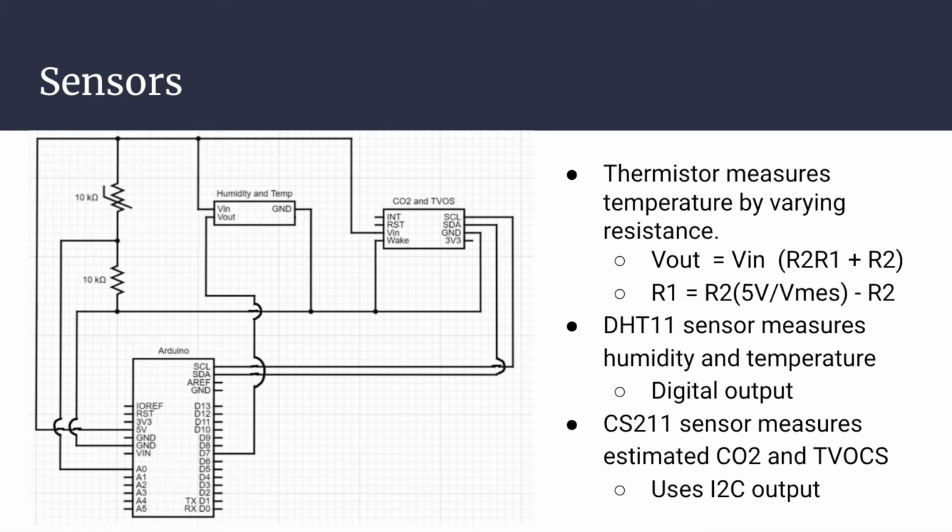The second sensor was a humidity sensor, and that used a digital output, so that went to one of the digital pins of the Arduino. The other pins were input voltage and ground. And the third sensor was a CS211 TVOC and CO2 sensor, which uses an I2C input, so those went to the SCL and SDA pins of the Arduino.